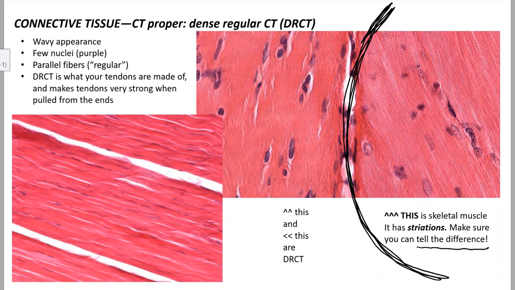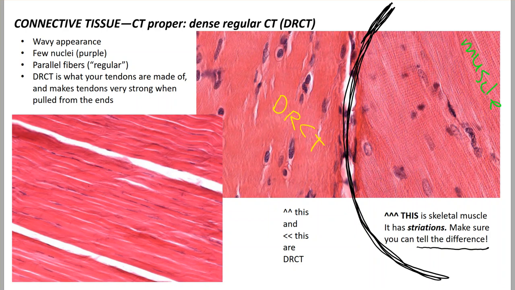And so right here you can see this is dense regular connective tissue, but on the other side of my black line, this is muscle. And they look a little bit alike, and you'll oftentimes see them together. And so you really have to make sure you can tell it apart.